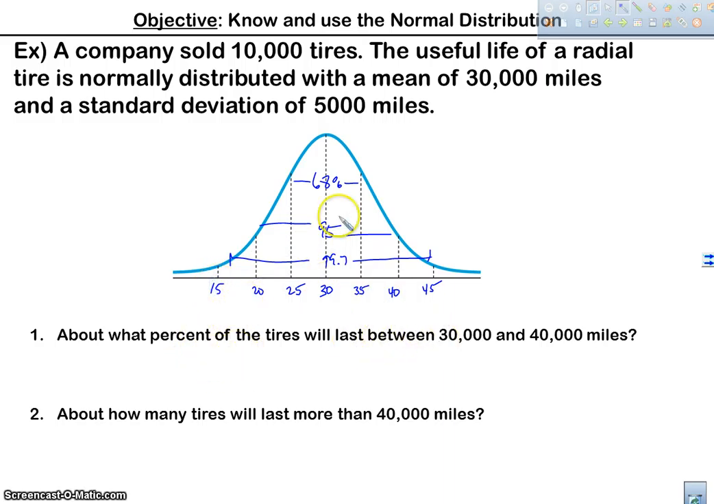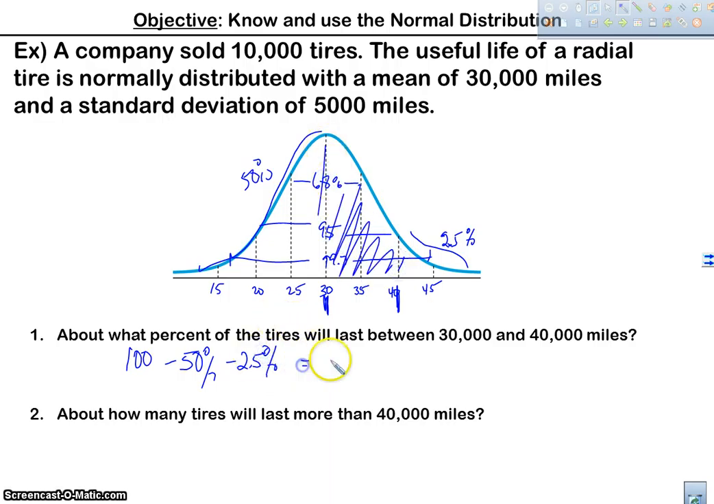What percent of tires will last between 30,000, so right here, and 40,000 right here? So we got to do some subtraction. Or what you could do is you could look at that pink one and add them up together. But what I can tell you is that there's 50% on this side, and then right here there's 2.5%. So what I'm going to do is just take 100 minus 50% minus 2.5%, and that'll get me what's in the middle, in between these two, and that's going to be 47.5%.